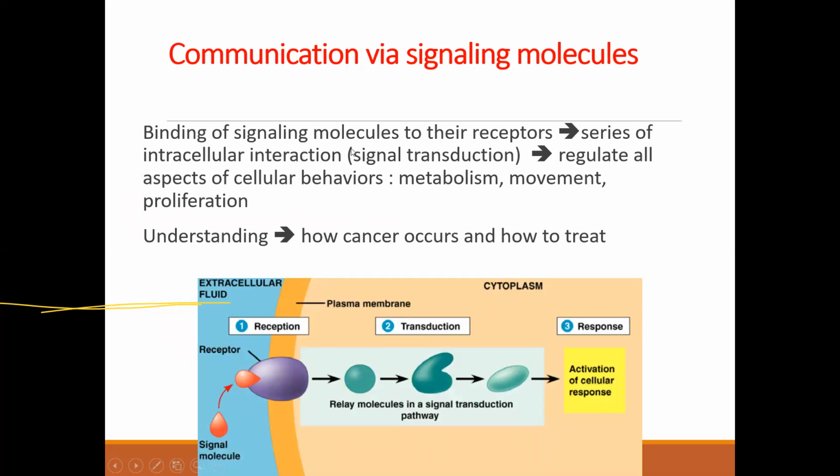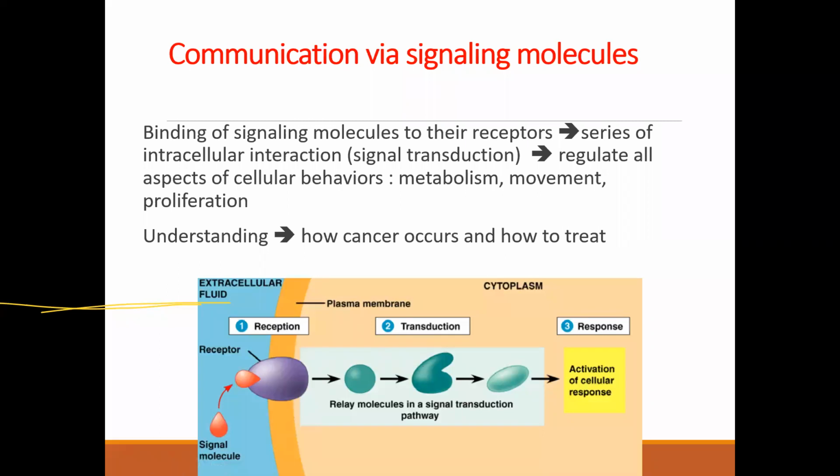Once the signaling molecule reaches the target cell, it will bind to the receptor on the target cell. For example, in this diagram, this is a signaling molecule. When the signaling molecule binds to the receptor, which can be on the surface of the target cell or inside the target cell, there is a complex we call receptor-ligand binding. After that, there is a series of intracellular interactions, which we call signal transduction. This is the signal transduction pathway, which occurs inside the target cell.